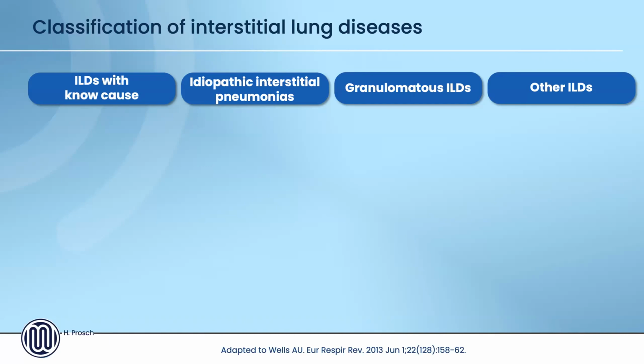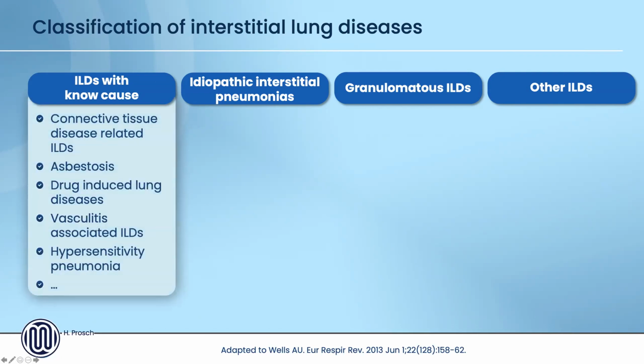And in order to help us with our structure and an understanding of these diseases, there are a number of classifications out there. This is one which is frequently seen in the literature, subdividing these diseases into 4 groups: the ILDs with known cause, the idiopathic interstitial pneumonias, the granulomatous interstitial diseases, and then the other interstitial lung diseases. And your diseases, meaning diseases seen in connective tissue diseases, are found in this group of ILDs with known cause, connective tissue diseases, but also asbestosis is there, drug-induced lung toxicity, vasculitis associated ILDs, hypersensitivity pneumonia, and there are even more certainly.